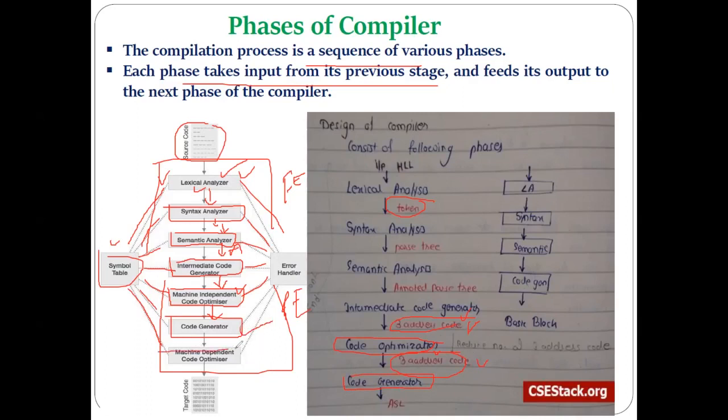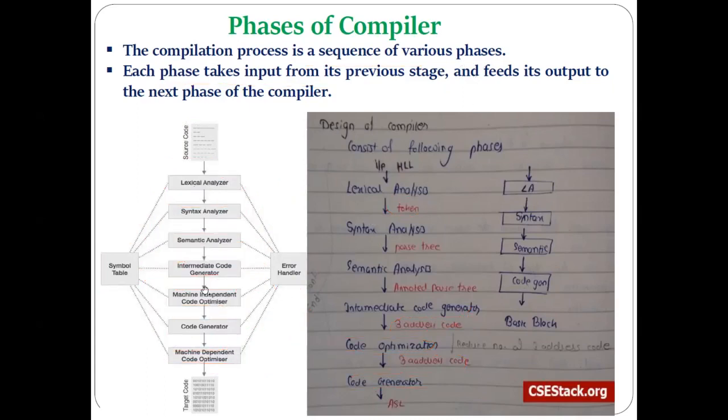Then our remaining phase is the machine dependent code optimization, which we will also discuss in this unit one. So let's start with the last phase of the compiler, our code generation phase.